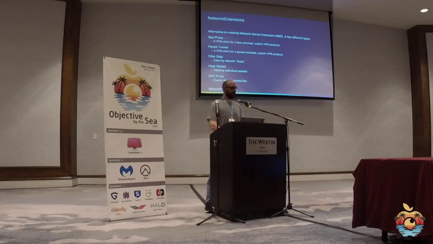Network extensions. These I didn't dig into a whole lot. Some of these existed prior to Catalina, some of these existed already on iOS. But if you were writing, say, a firewall before, you were using network kernel extensions. Now, again, you're doing a user space application. You can implement custom VPN protocols. You can do your traditional firewall stuff, filtering flows or filtering individual packets. And then it also supports DNS proxy type things.